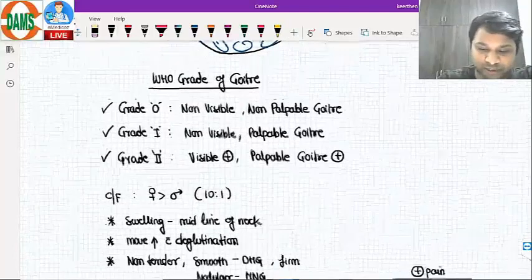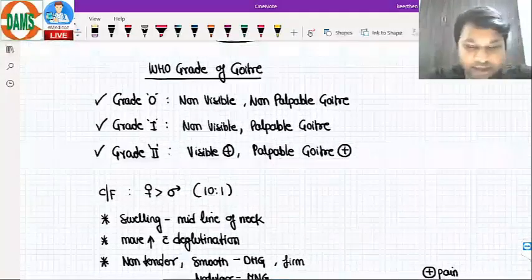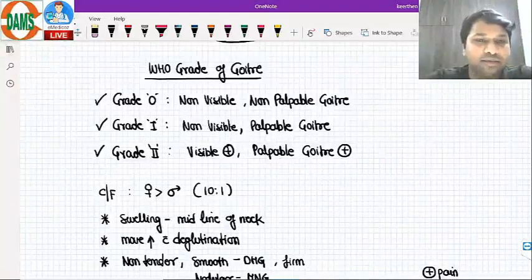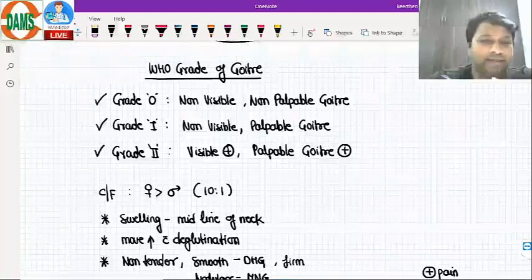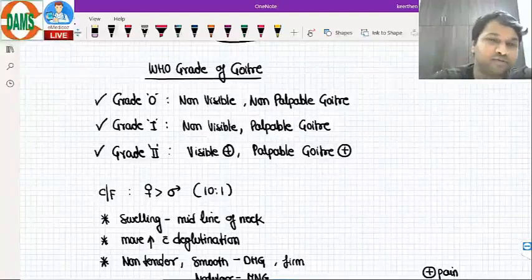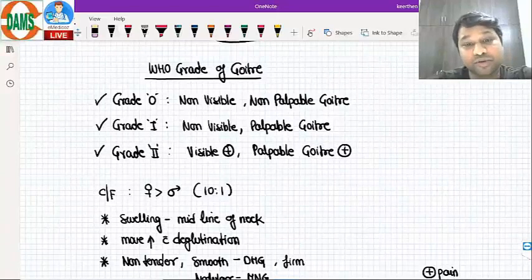Now, with respect to the goiter, as I told you yesterday, goiter is nothing but enlargement of the thyroid gland. There could be multiple reasons. It could be because of iodine deficiency. It can be because of toxic conditions. It can be because of neoplasia.